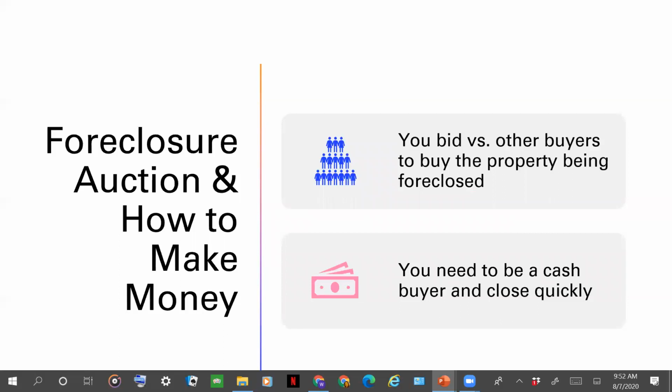So foreclosure auctions is not for the faint of heart. It's not for the newbie investor, to be honest with you, because you need to compete or bid versus other buyers out there.